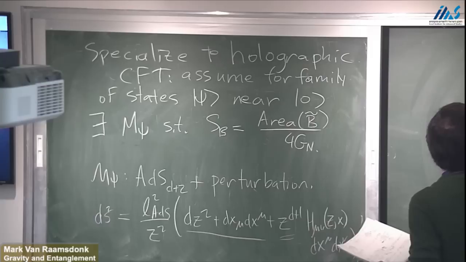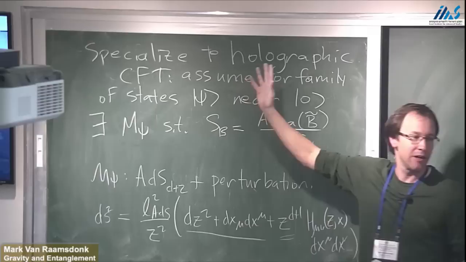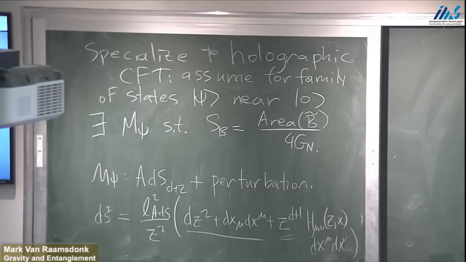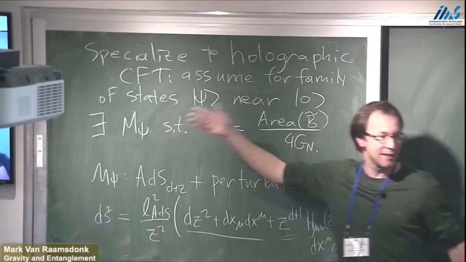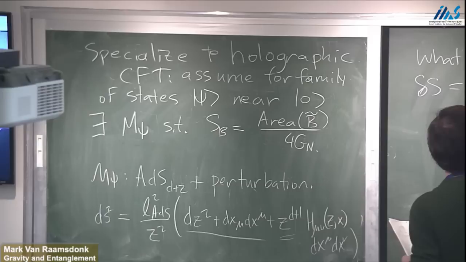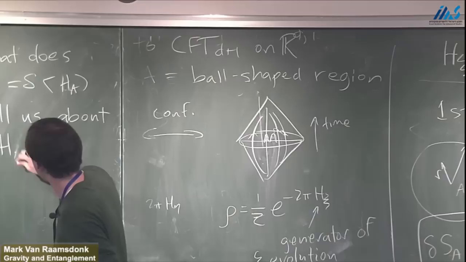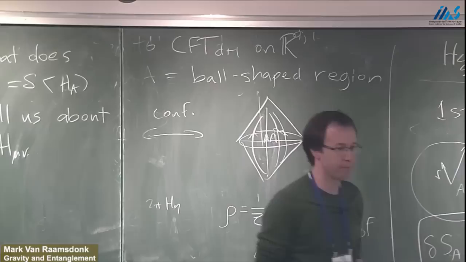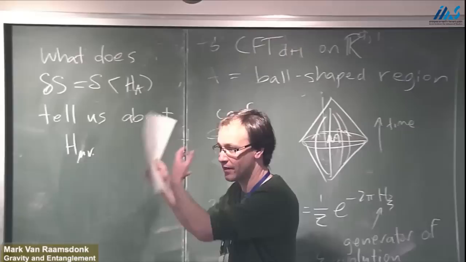Yeah. So the way I'm thinking about it is, suppose we have a state, and there is a dual geometry. That's why I wrote down the assumption. And the goal is to place constraints on what that geometry could be. Or specifically, we could say, what does delta S equals delta H_A tell us about H_mu? So if you have a theory that doesn't have a gravity dual, or if your state doesn't have a gravity dual, it doesn't tell you anything. But if it does, let's see what it tells us.